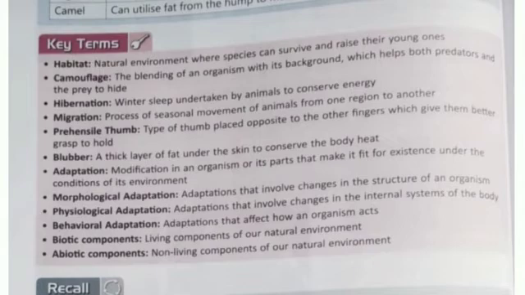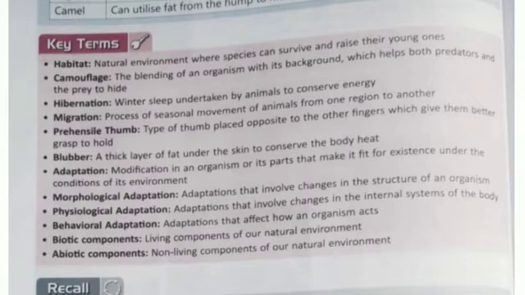Now just key terms. Remember the definitions. Habitat. What is habitat? Natural environment where a species can survive, raise their young ones and reproduce. Camouflage. The blending of the organism with its background, which helps both predator and the prey to hide, because predator and prey both want to save their life. Hibernation, winter sleep undertaken by animals to conserve energy. Migration, process of seasonal movement of animals and birds from one region to another.